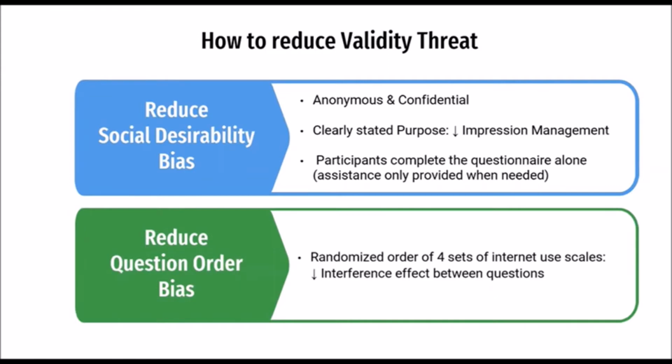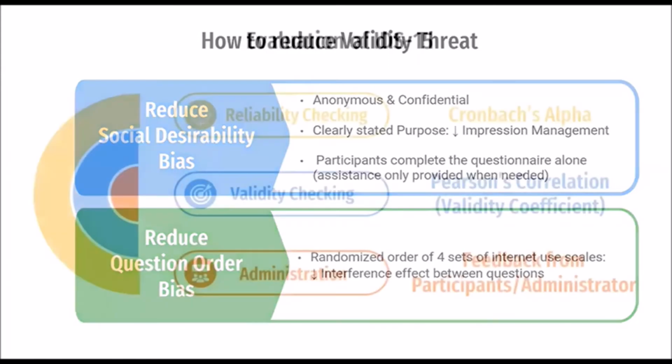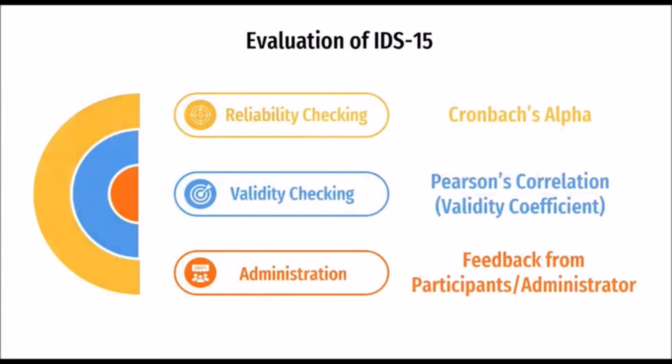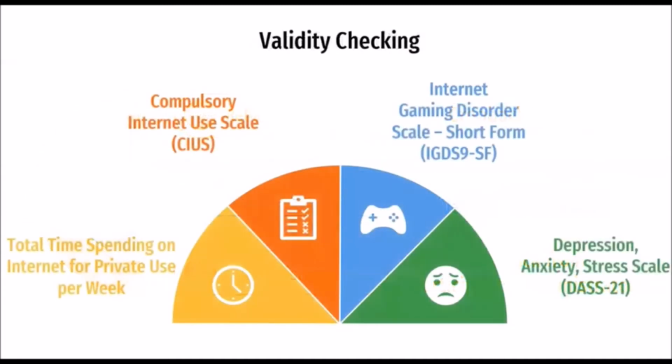The evaluation of IDS-15 can be divided into 3 aspects: reliability by checking Cronbach's alpha, validity by checking the Pearson correlation with different scales, and the scale administration based on the feedback received from participants and administrators. For validity checking, we use these 4 scales as a ruler.